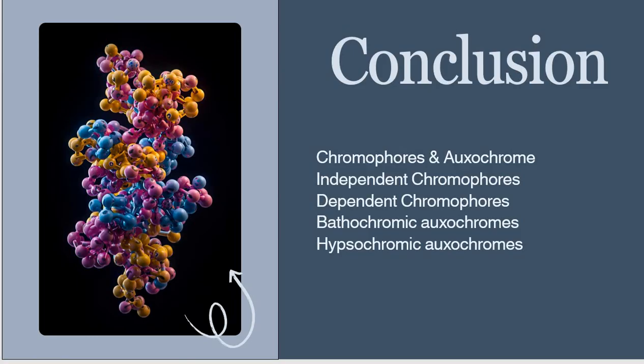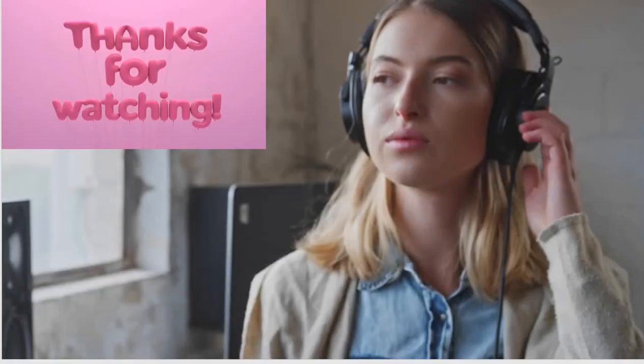Conclusion. In this topic, we have seen Witt's theory, chromophore and auxochrome, independent chromophores, dependent chromophores, bathochromic auxochromes, hypsochromic auxochromes.